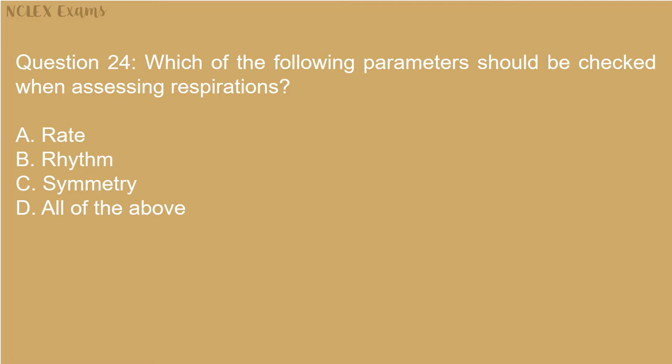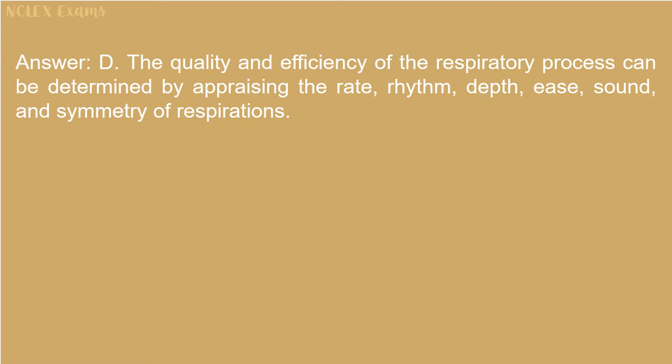Question 24. Which of the following parameters should be checked when assessing respirations? A. Rate. B. Rhythm. C. Symmetry. D. All of the above. Answer, D. The quality and efficiency of the respiratory process can be determined by appraising the rate, rhythm, depth, ease, sound, and symmetry of respirations.